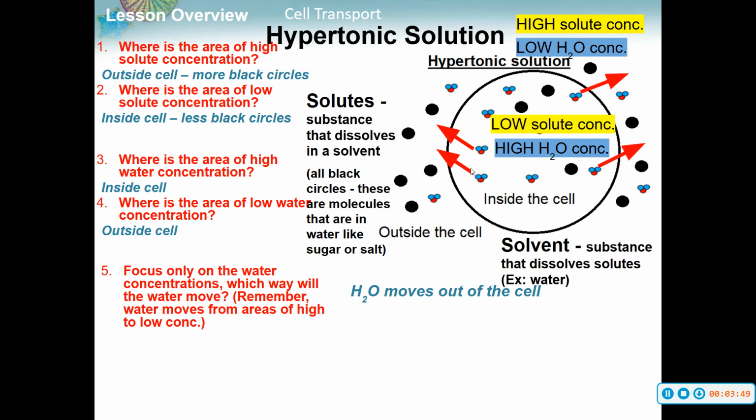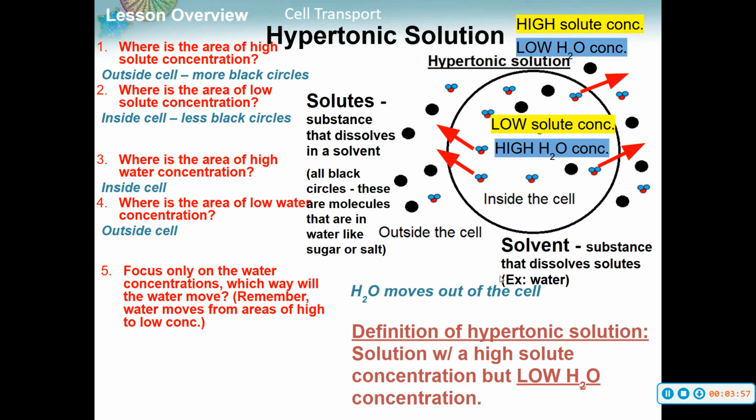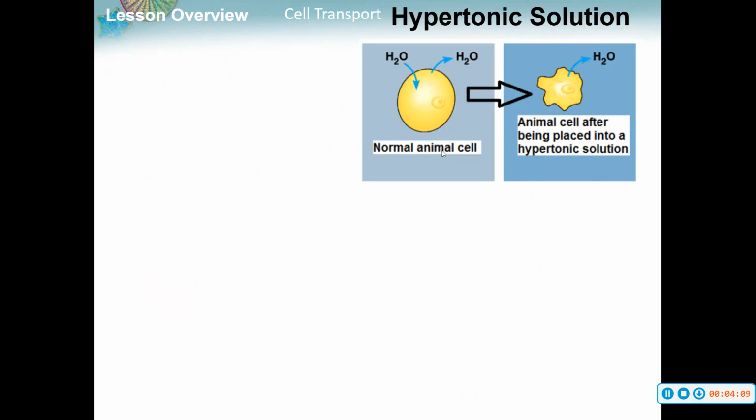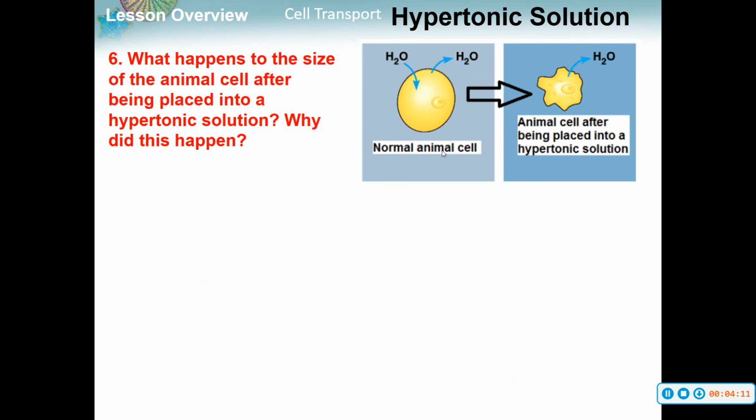Now, this happens when water leaves the cell, when the cell is in a hypertonic solution. And what does hypertonic mean? Hypertonic means it's just a solution where there's a lot of solutes there, but not a lot of water. And that causes all the water inside to go ahead and leave. So let's take a look at the picture that's here.